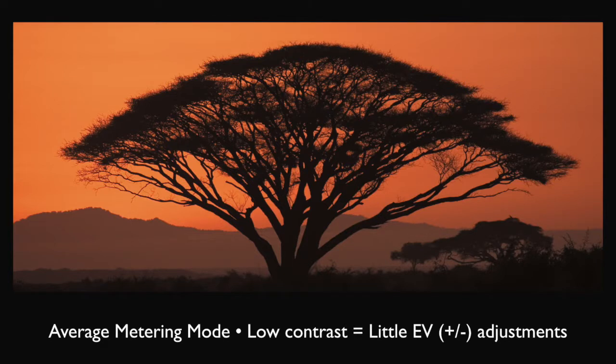I shoot most of my pictures on the AV mode, the aperture priority mode, and I have the metering set on my camera to the average metering mode. Now, with that setup, I don't really need, in a low contrast situation, too many EV adjustments, too many plus and minus adjustments.